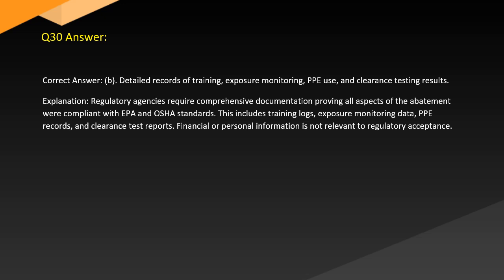Answer. Correct answer: B. Detailed records of training, exposure monitoring, PPE use, and clearance testing results. Explanation. Regulatory agencies require comprehensive documentation proving all aspects of the abatement were compliant with EPA and OSHA standards. This includes training logs, exposure monitoring, PPE records, and clearance test reports. Financial or personal information is not relevant to regulatory acceptance.